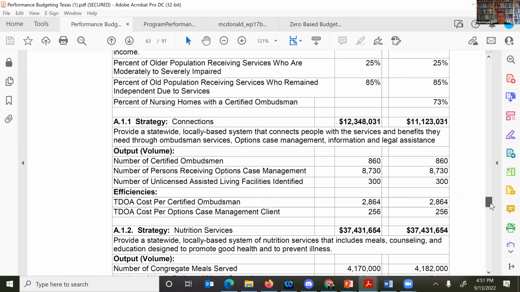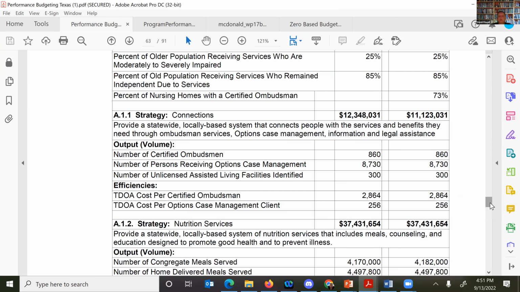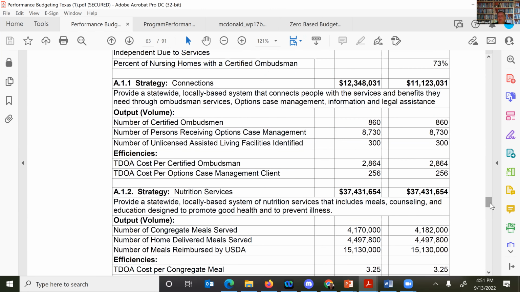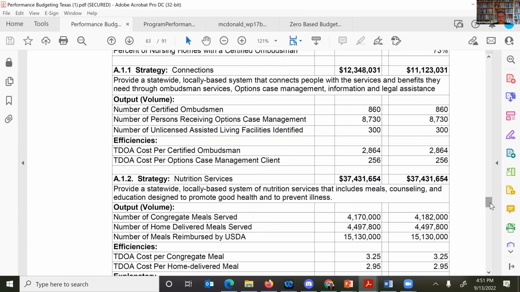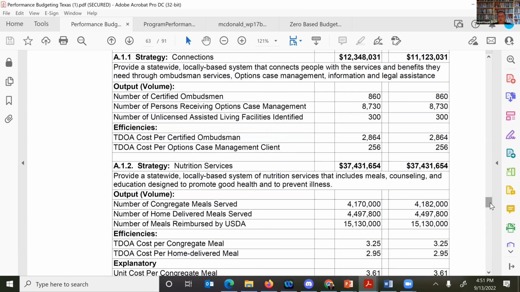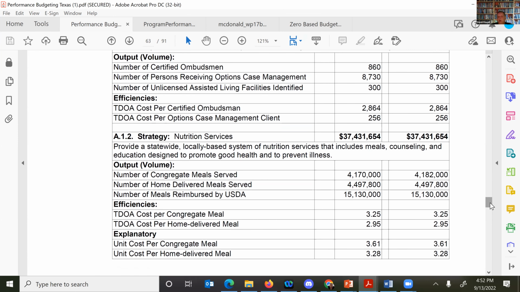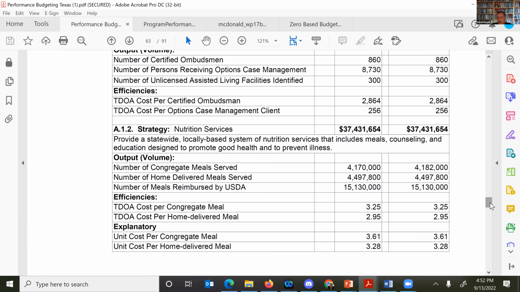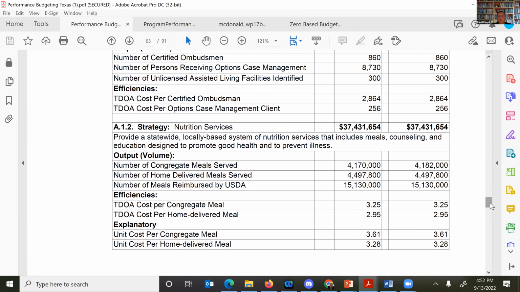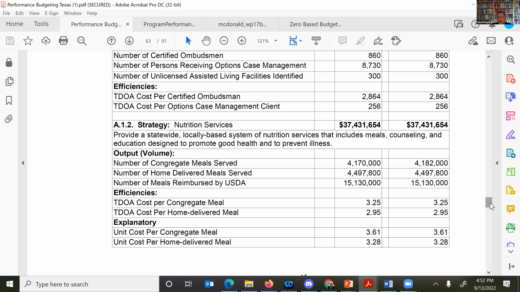Then we have a second strategy of providing nutrition services. Nutrition services, we're going to spend $37.4 million on. We're going to serve 4,170,000 congregate meals, 4,497,800 home delivered meals, 15,130,000 meals reimbursed by the USDA. There are your efficiencies in terms of cost per congregate meal of $3.25, cost per home delivered meal of $2.95.